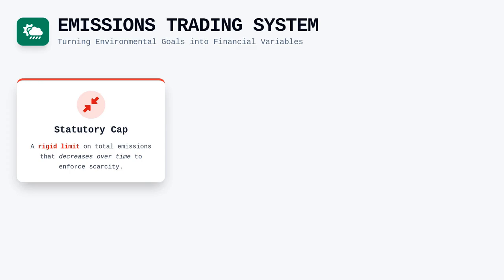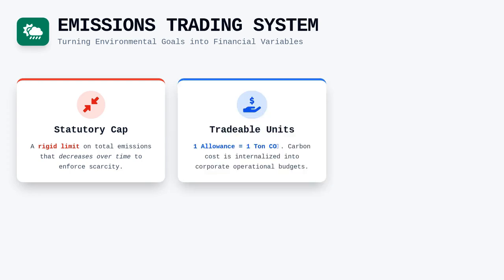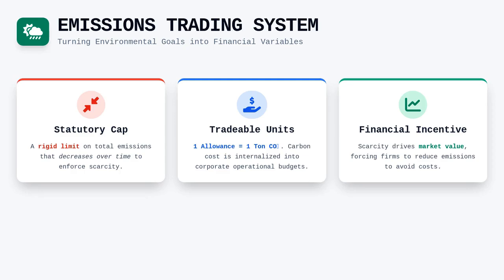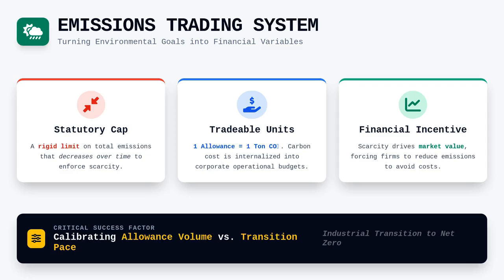When a government or administrative body determines the total allowable quantity of greenhouse gas emissions for a specific sector, it converts these into tradable units where one allowance typically represents the right to emit 1 metric ton of carbon dioxide. The system essentially creates a market where the cost of pollution is internalized into corporate operational budgets, fundamentally shifting decarbonization from a theoretical objective to a concrete financial variable. Achieving this requires careful calibration between the total volume of allowances issued and the desired pace of industrial transition across the economy.